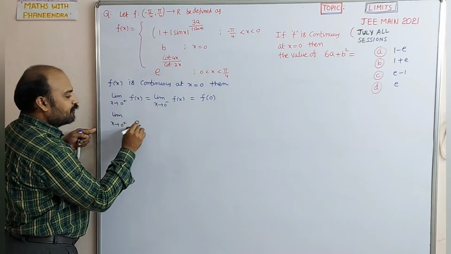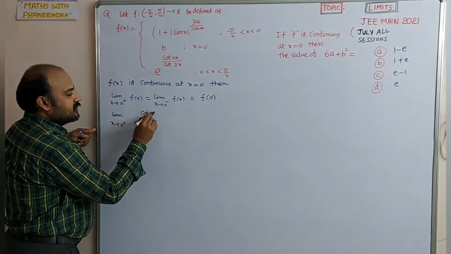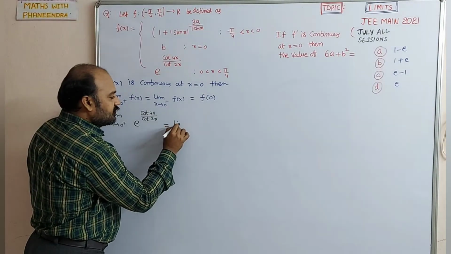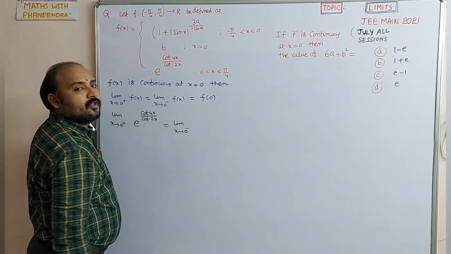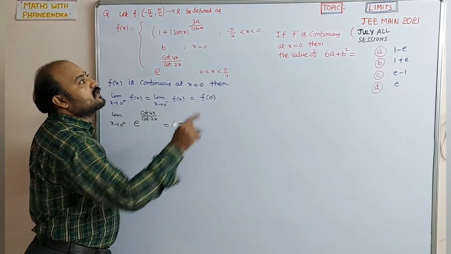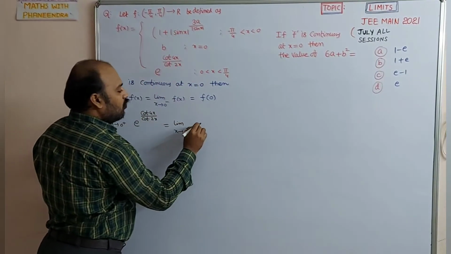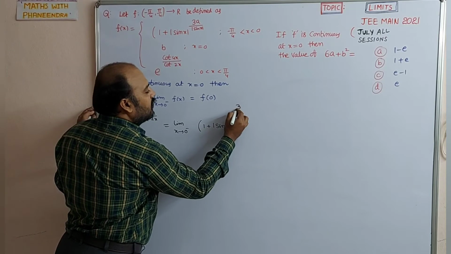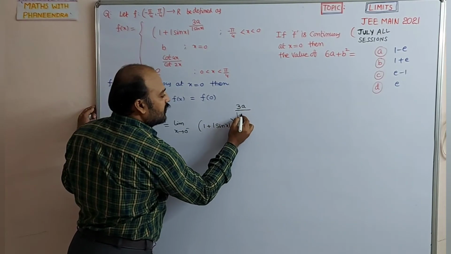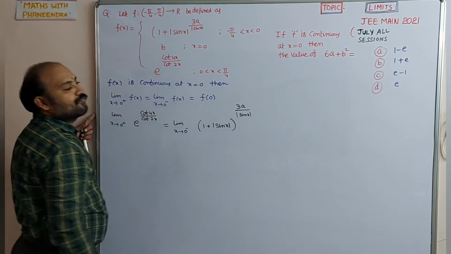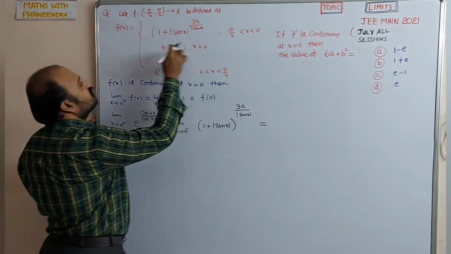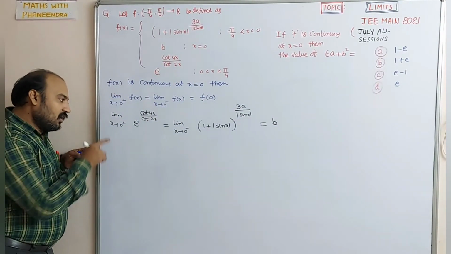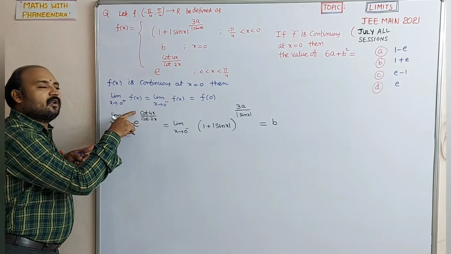So, e power cot 4x divided by cot 2x, which is equal to limit x tends to 0 minus. x tends to 0 minus means x is less than 0. x is less than 0 means here 1 plus mod sin x whole power 3a by mod sin x, which is equal to f of 0. x is equal to 0, substitute here. f of 0 is equal to b. I hope everyone understands.